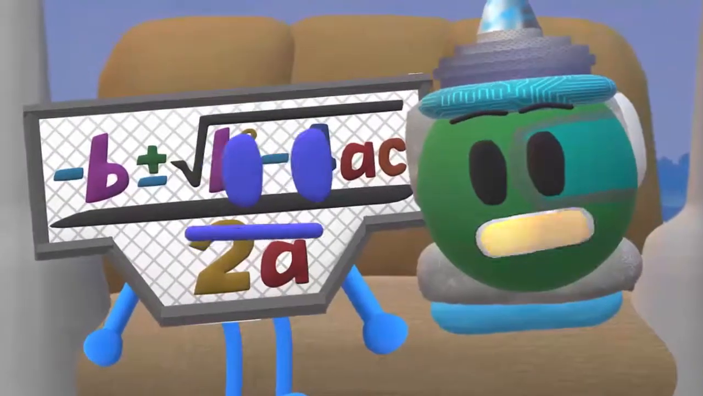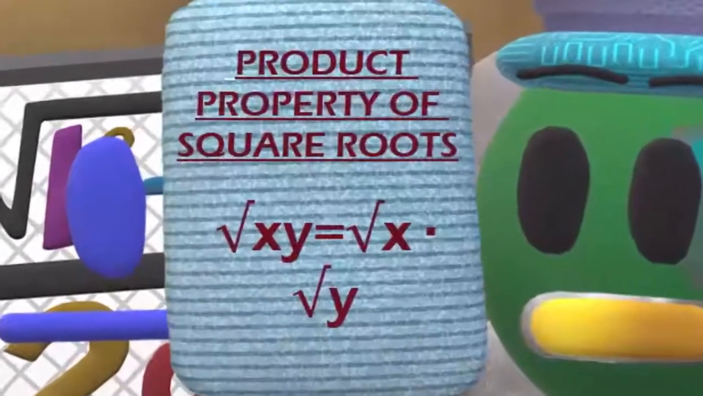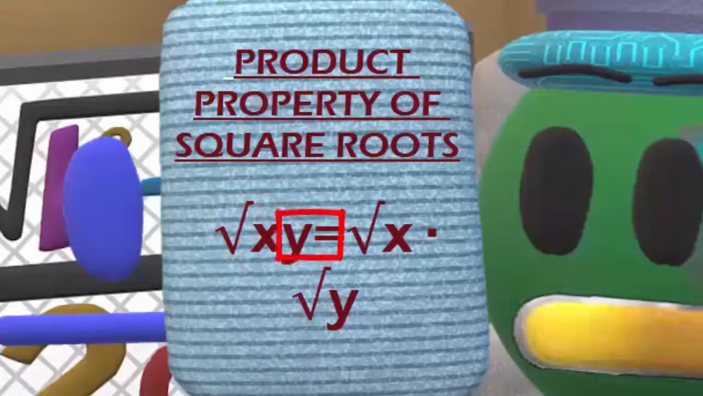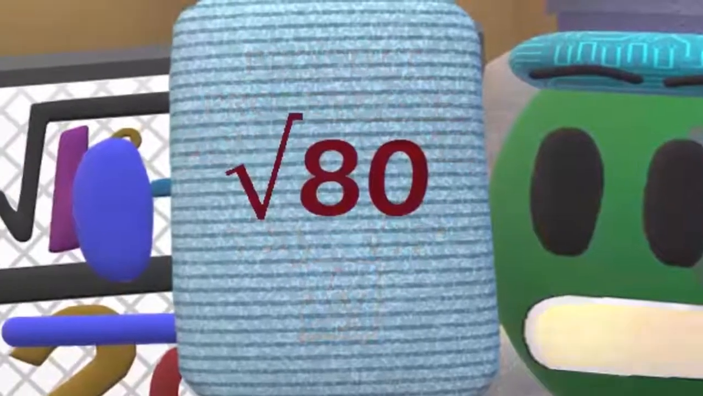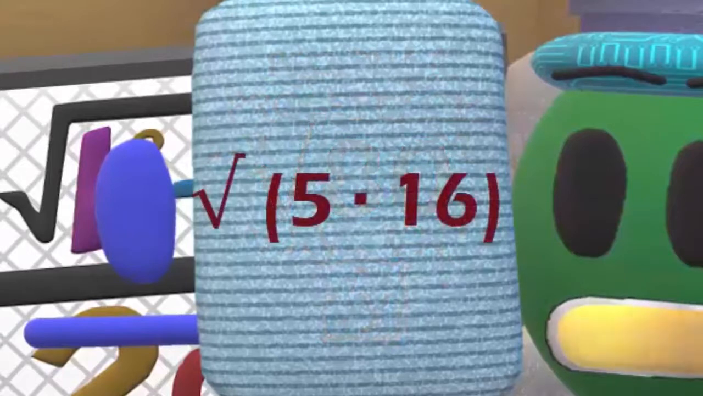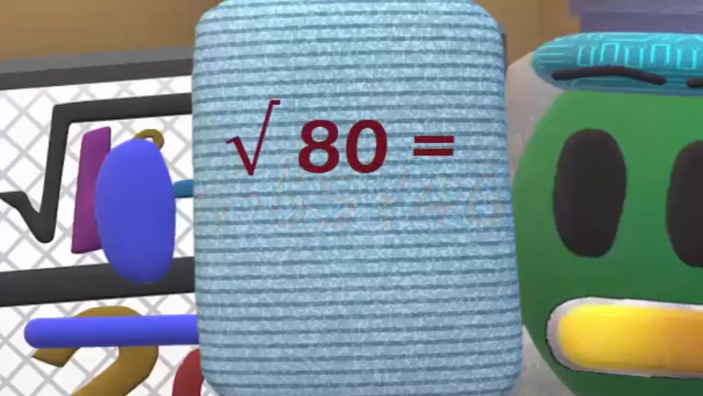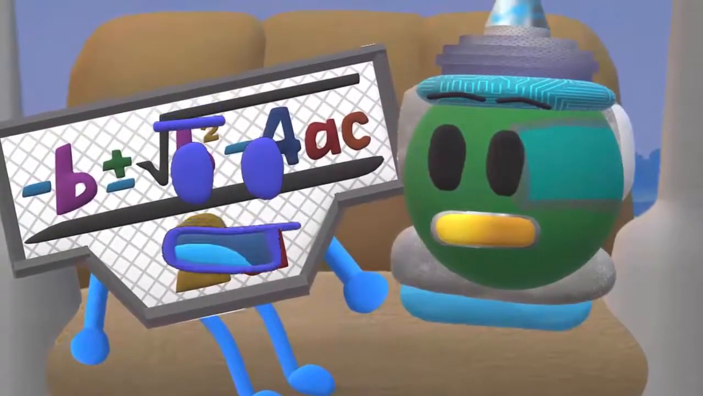Okay, so square roots can be split into the product of two square roots because of this property. This property states that the square root of xy is equal to the square root of x times the square root of y. So for example, we can split the square root of 80 into the square root of 5 times 16, and split that into the root of 5 times the root of 16. We can simply root 16 into 4. So the square root of 80 is 4 times the square root of 5. Pretty cool. For bigger numbers, I would use a calculator though.